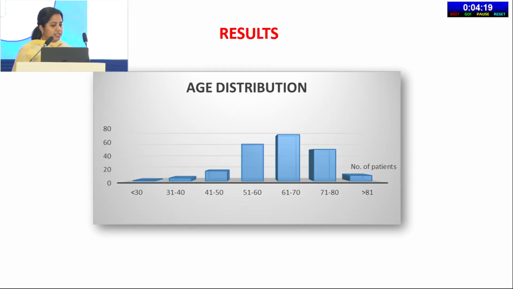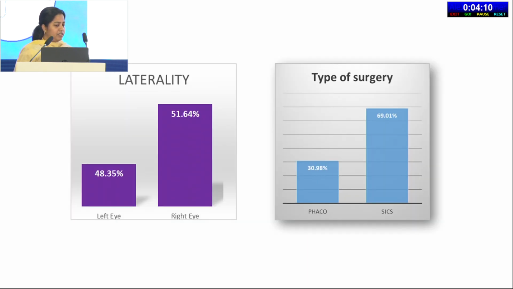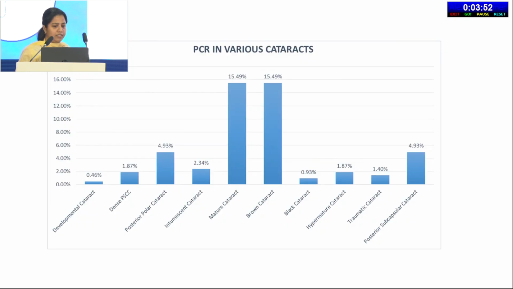These are my results. The age distribution was found to be high at around 61 to 70 years, and males and females were almost equally distributed, and laterality was seen more in right eyes, and the type of surgery more prone is small incision cataract surgery. Some associations we found in my study are 6 cases had a pre-existing glaucoma, 4 cases had iris coloboma, 5 cases had pseudoexfoliation, and some other associations include high axial length, microphthalmos, exotropia and corneal scars.